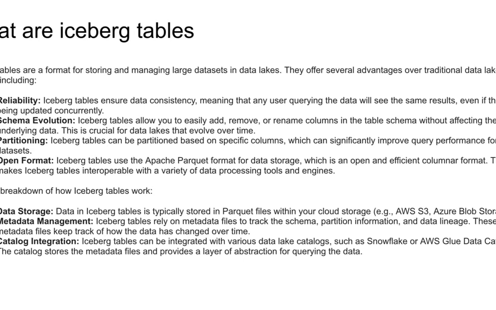And here is the breakdown of how Iceberg tables work. Data storage. As I said, data in Iceberg tables is typically stored in Parquet files within the cloud storage. So that could be AWS S3 or Azure Blob storage. Metadata management. Iceberg tables rely on metadata files to track the schema, partition information, and data lineage. So this can be within Snowflake, or it could be another system which maintains the metadata.